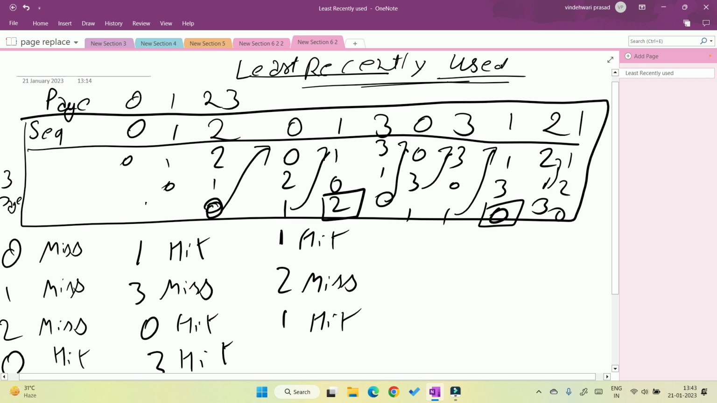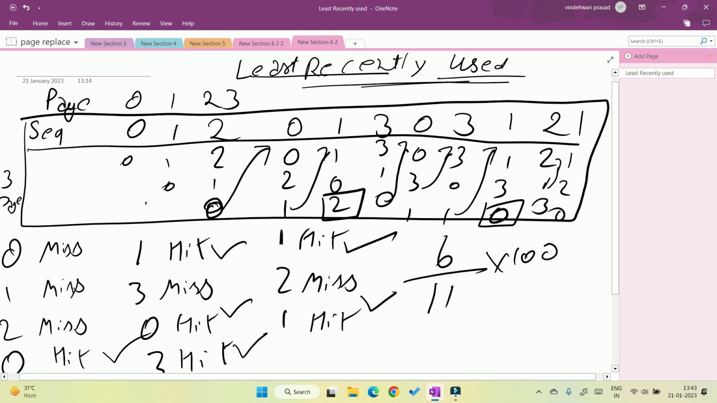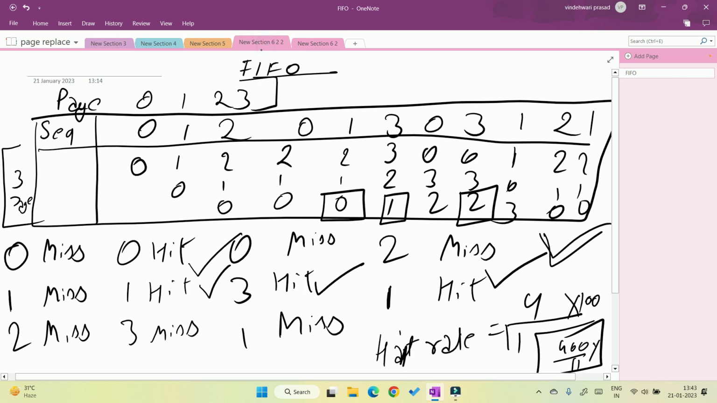Now if we count here, 1 2 3 4 5 6, there are 6 hits out of 11. So there will be 600 by 11 percent hit rate, which is better than the FIFO condition. So I hope now you understand what page fault is and how two algorithms are used in page replacement.